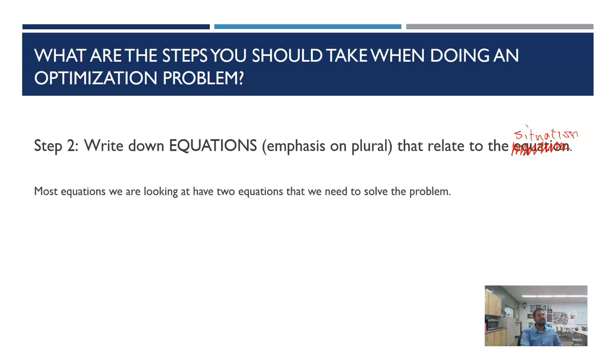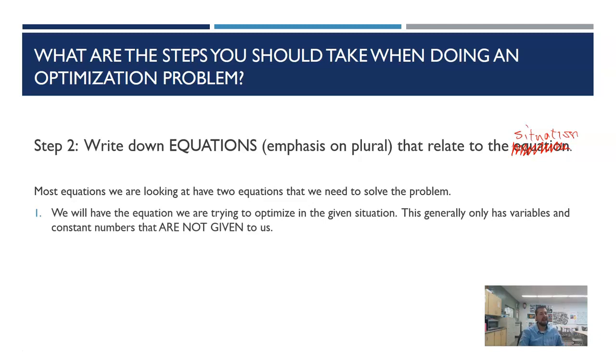So the first equation that we are going to look at is the equation of whatever it is that we are trying to optimize. Whatever it is we want to find the max or the min of, we need to come up with an equation for that particular problem. In general, this equation only has variables, and if it has constant numbers, they're numbers that were not given to us in the problem. We'll talk about that a little more in just a second. But this is what we are trying to take the derivative of, this particular equation. So that's the first equation we have to come up with.